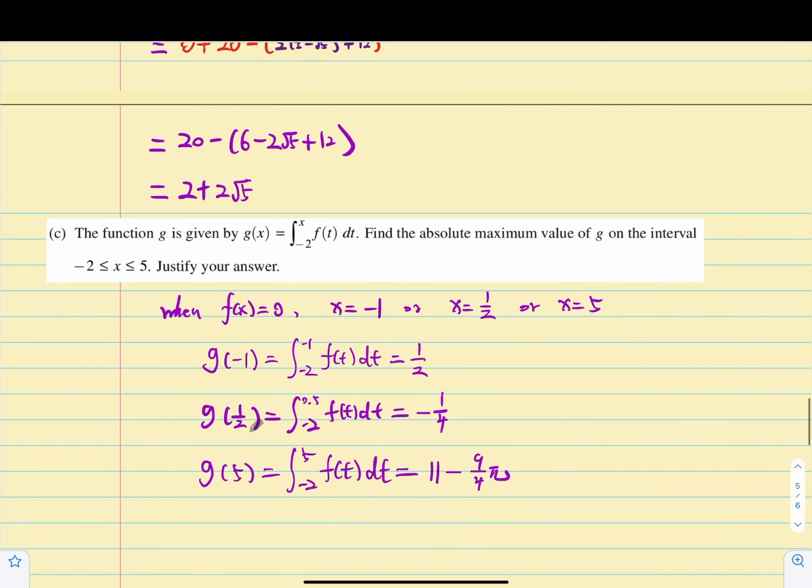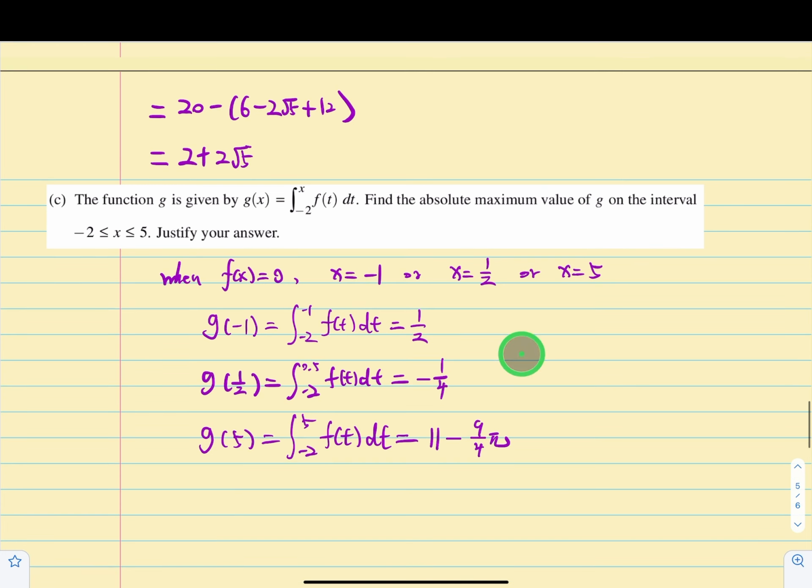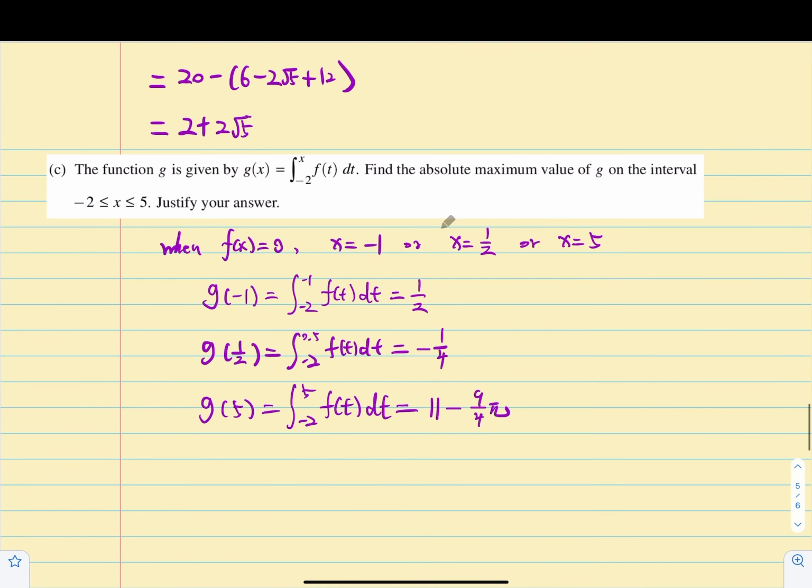To justify our answer, we can see this one is the biggest, and this is from finding the absolute value of g in the interval. This interval should be g of 5. G of 5 is the maximum. This is the answer.